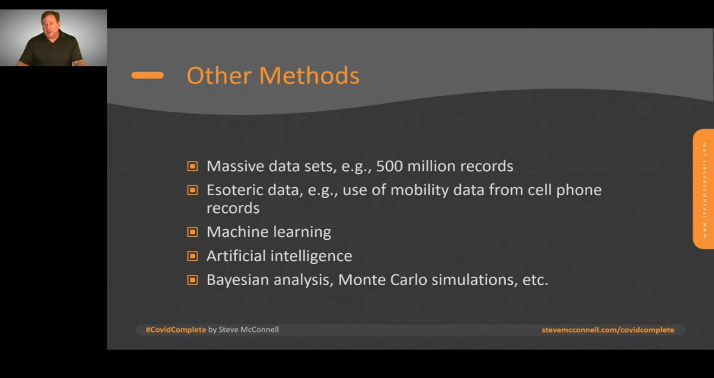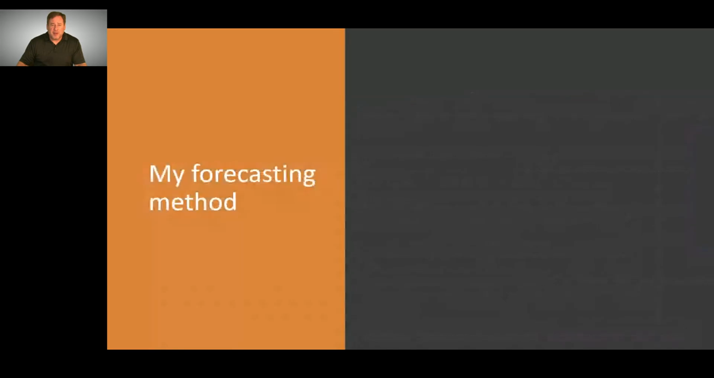There are a variety of methods being used for forecasting. Some of the teams are just using massive data sets, 500 million records that could be based on cell phone data usage or various other things that you've read about. Some teams are using machine learning, some are using AI. There's lots of Bayesian analysis, Monte Carlo simulations, et cetera. With the number of teams who have been contributing, there has been a universe of different kinds of methods.